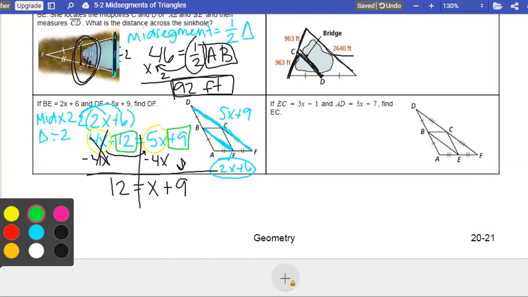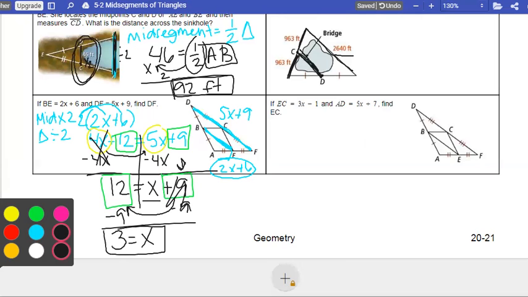Same thing here, I need to box in my numbers. So x, I need to get this x by itself, so I need to move this 9. So minus 9, because it's a positive. So 12 minus 9, we get 3. So my x is equal to 3.